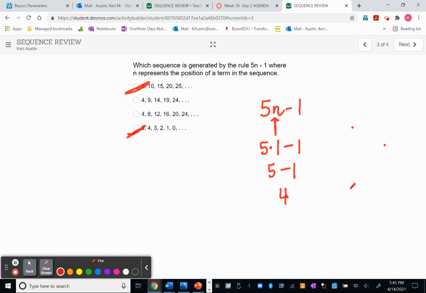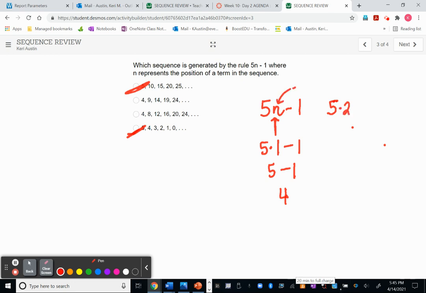Now, which one's right, is it 4, 9, 14, 19, 24, or 4, 8, 12? Now, you actually can tell based on what the rule says what it is, and I'll explain that in a minute. But you can also just plug a number in. Let's plug 2 in now.